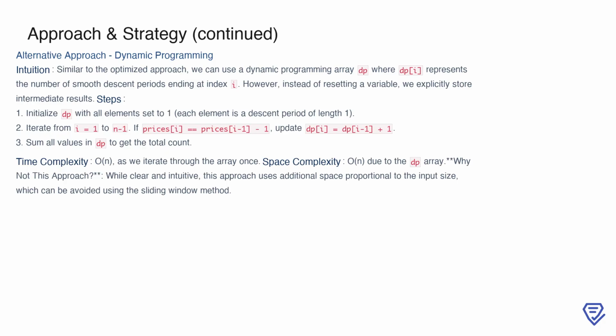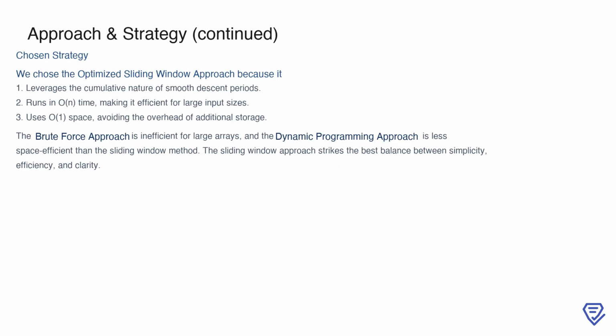While this approach is clear and intuitive, its main drawback is the additional space requirement of O(n) for the DP array, which can be avoided using the sliding window method. Thus, while dynamic programming achieves the same time complexity of O(n), it is less space efficient. Ultimately, we chose the optimized sliding window approach as our final strategy. This method leverages the cumulative nature of smooth descent periods, allowing us to efficiently compute the result in linear time.